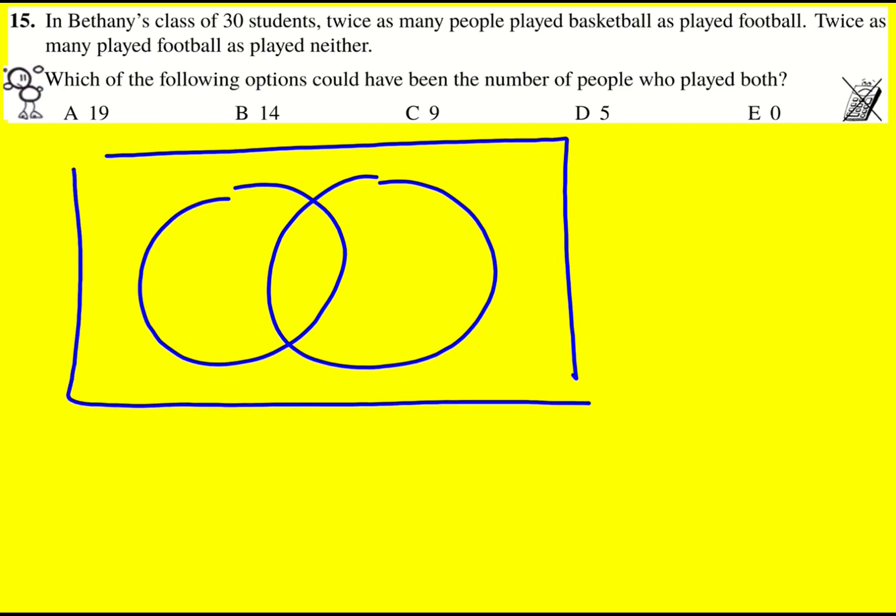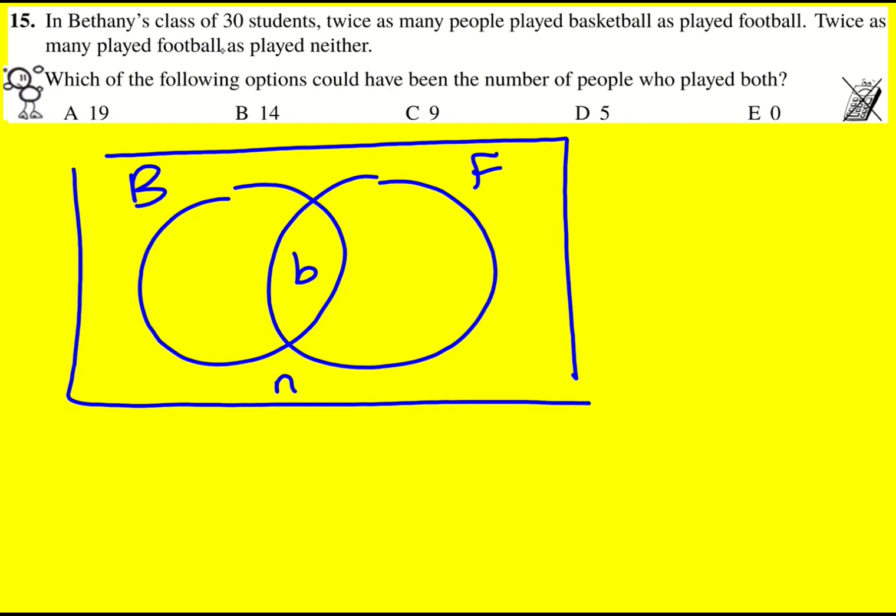So the best way to do it is we're focused really on the number of people who played both basketball and football. So I'm going to call that B in the middle. And we're also told that some play neither, so I'm going to call that N. I'm going to work in terms of these two things.